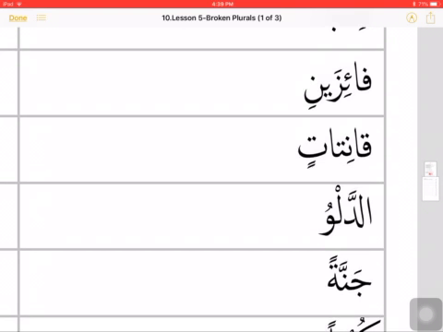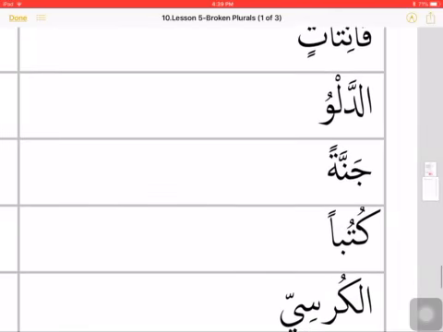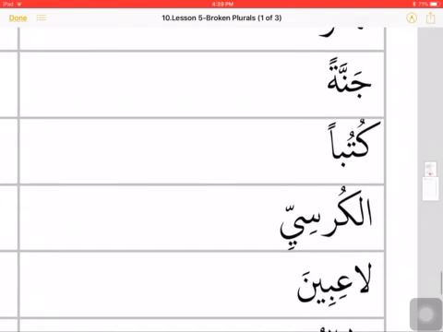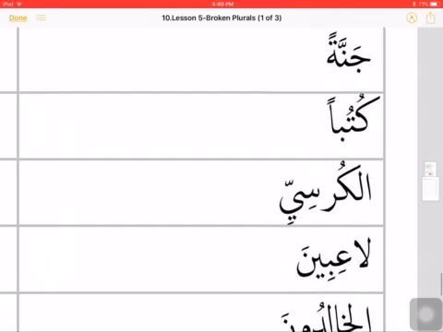Fa'izaini, aini ending, muthanna word. I remove the ending, I'm left with the word fa'iz. Fa'iz is a muzakkar word, means a winner. Fa'izain, 2 winners. Qanitatin, atin ending, mu'annath, jama, mu'annath, salim. Dutiful, obedient women. Ad-dalbu, no ending, but it was in the story. I remember it means a bucket. It's a feminine, mu'annath word, and it's a mufrad word. Jannatan has ta marbuta. It's a mu'annath word. It's a mufrad word. It means a garden.